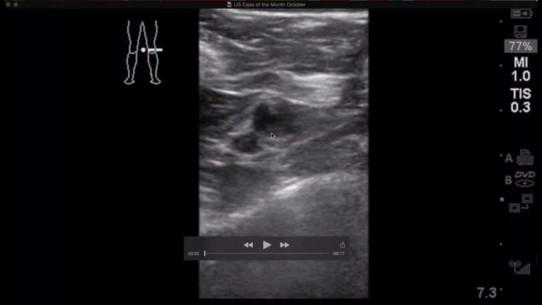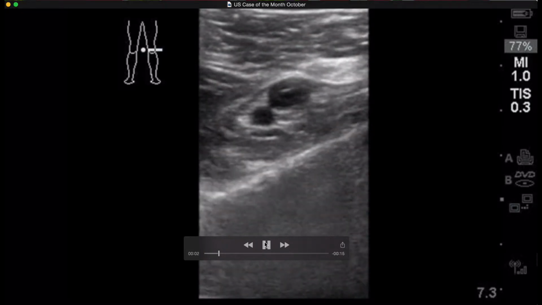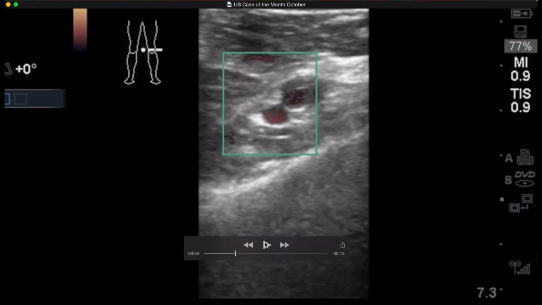When you put compression above the vein, you should see the walls of the vein touch. In this case, the walls of the vein aren't touching because the clot is preventing it. There's compression and it's not touching.